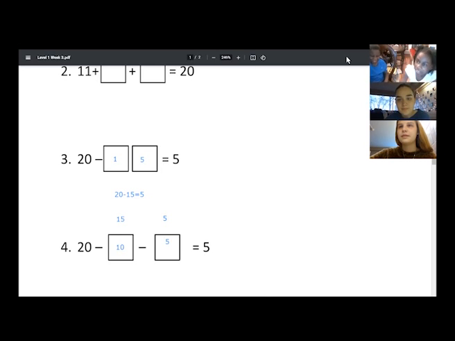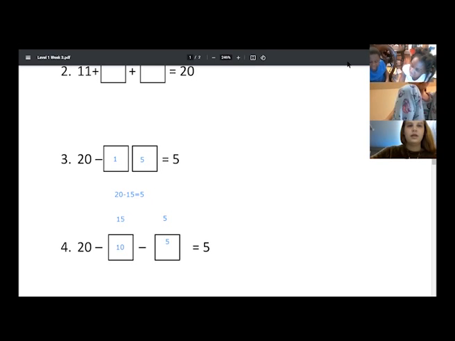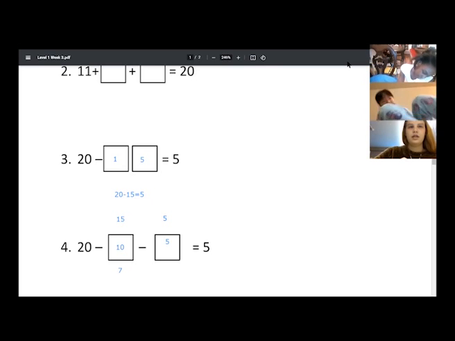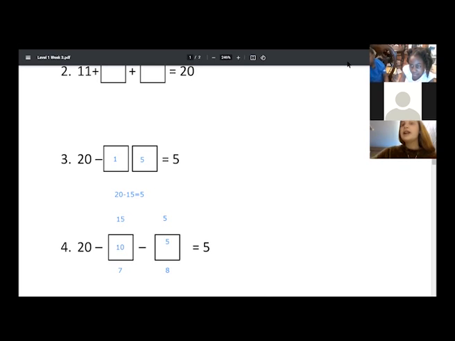20 take away 7 take away 8 equals 5. 20 minus 7 minus 8 equals 5? Okay. But now, we're kind of being really creative in a creative way to do that, especially since you put the smaller number first. It's really good. A lot of people wouldn't have caught that.